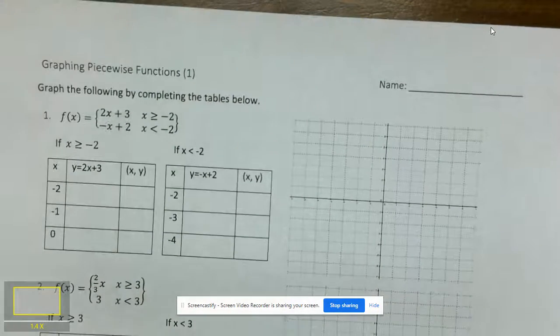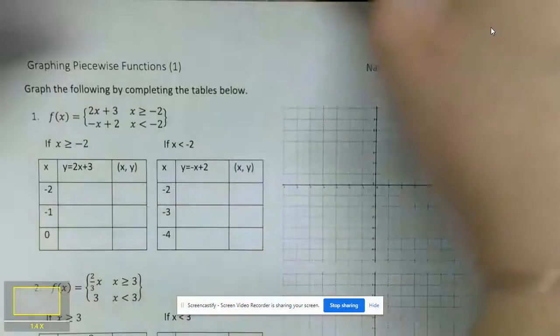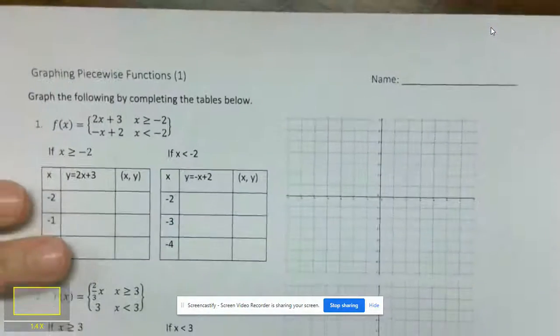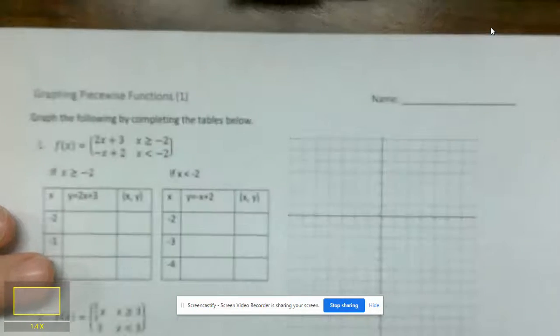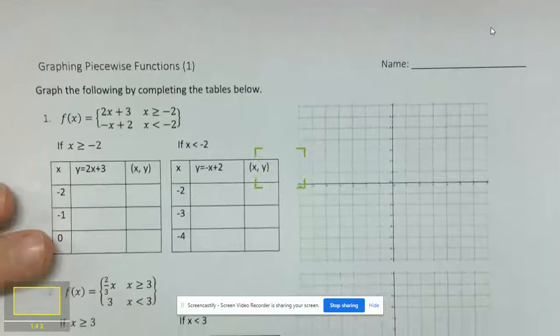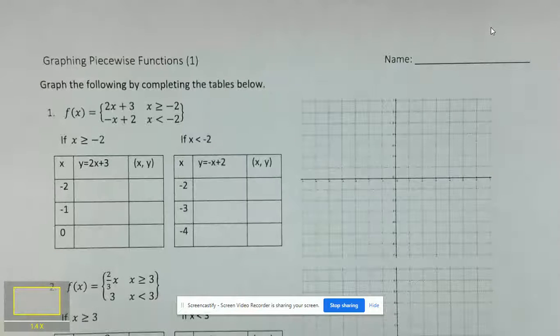Today we're going to learn how to graph piecewise functions, okay? A piecewise function is basically, and we had one of these a few weeks ago in class, and I said we're going to look at these more. But a piecewise function is basically a function that when you graph it, it's in pieces on the graph, okay?